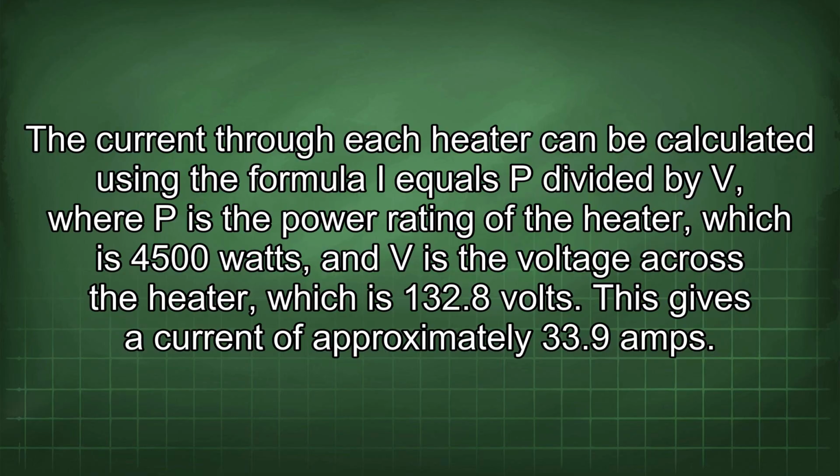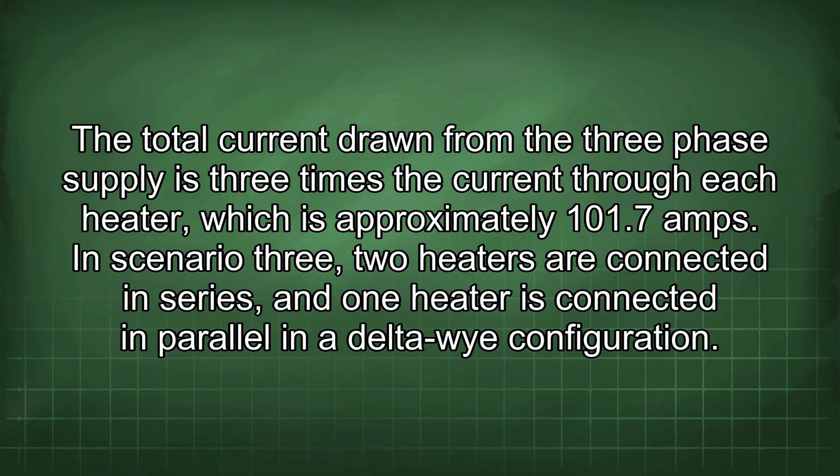The current through each heater can be calculated using the formula I equals P divided by V, where P is the power rating of the heater, which is 4,500 watts, and V is the voltage across the heater, which is 132.8 volts. This gives a current of approximately 33.9 amps. The total current drawn from the three-phase supply is 3 times the current through each heater, which is approximately 101.7 amps.